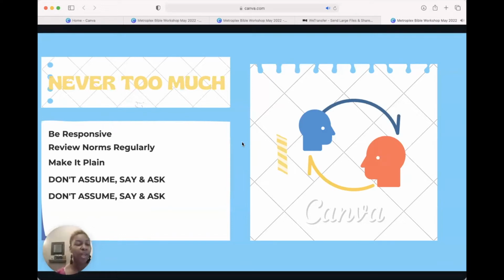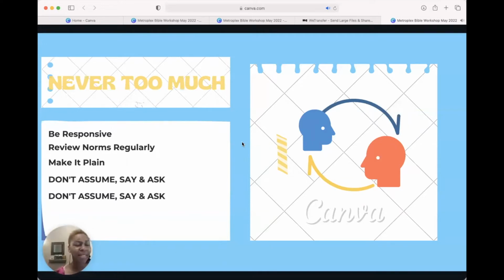All right, so we're going to review those norms regularly. Remember, we talked about bringing your Bibles to class, everyone, don't forget. We talked about letting people take turns when they have something to say, and we listen and we make sure we're respectful. Don't forget that. We want to keep that in mind. So people need a reminder. And so that goes back to never being too much in terms of that communication and remembering things.